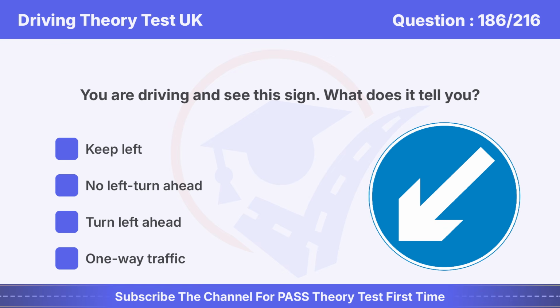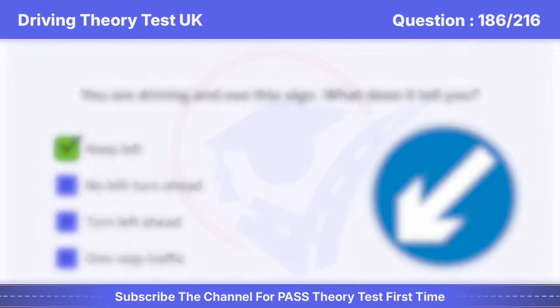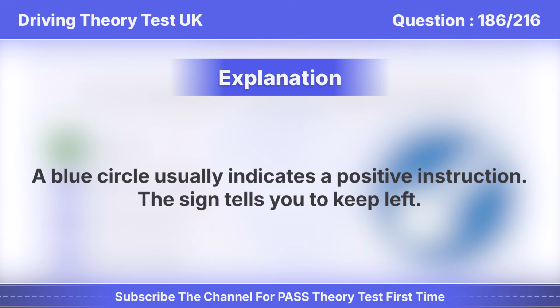Question 186. You are driving and see this sign. What does it tell you? Answer is A. Keep left. A blue circle usually indicates a positive instruction. The sign tells you to keep left.